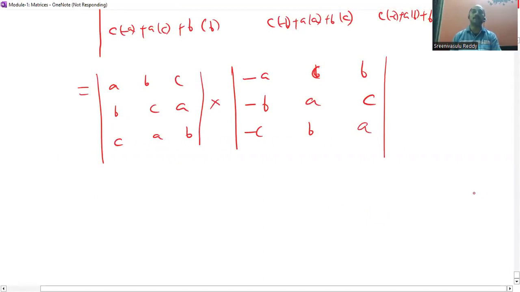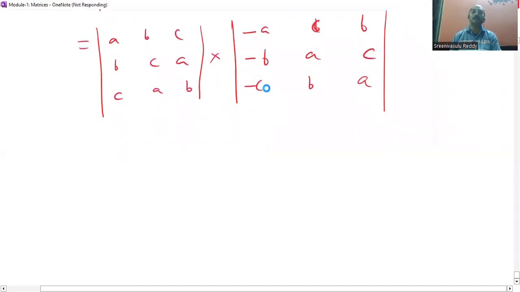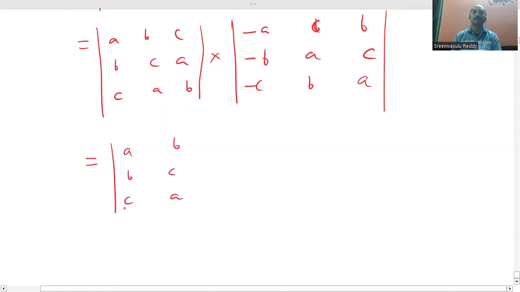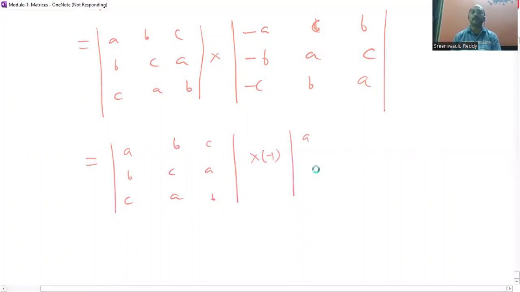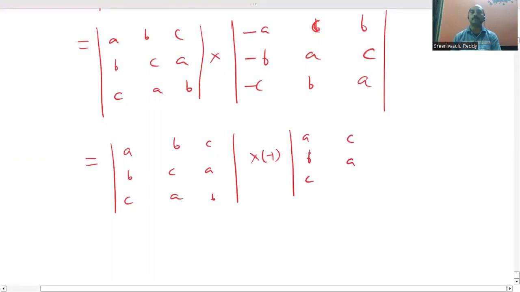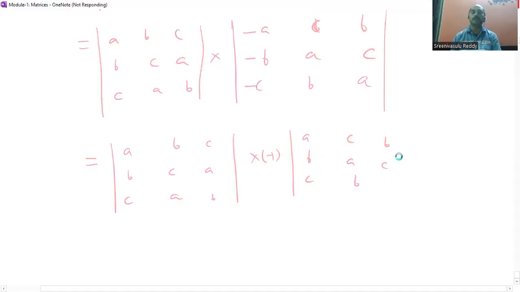But our goal is to show that it is a square of a determinant. Square of a determinant means both values are same. So further we need to simplify. Keep first one as it is. In the second one, take a minus 1 as a common factor from the first row. A, B, C, C, A, B, B, C, A.